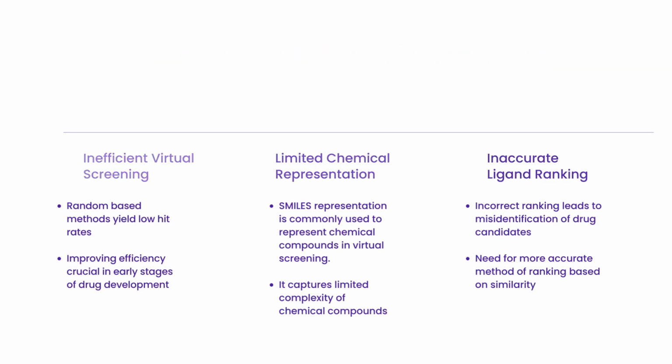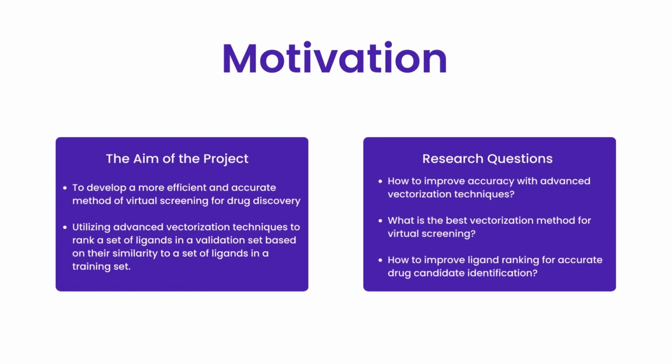We will now move on to the motivation part. Our project aimed to improve efficiency and accuracy of virtual screening in drug discovery by using advanced vectorization techniques to rank ligands in a validation set based on similarity to a training set. Our research questions were how to improve accuracy with advanced vectorization techniques, what is the best vectorization method for virtual screening, and how to improve ligand ranking for accurate drug candidate identification. We will be diving deeper into these topics throughout our presentation.